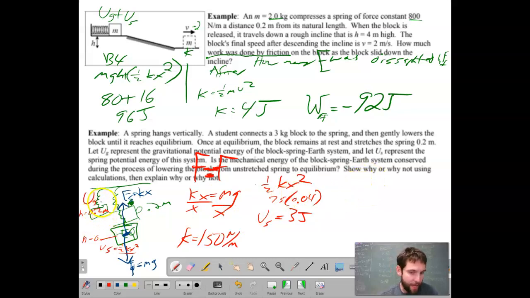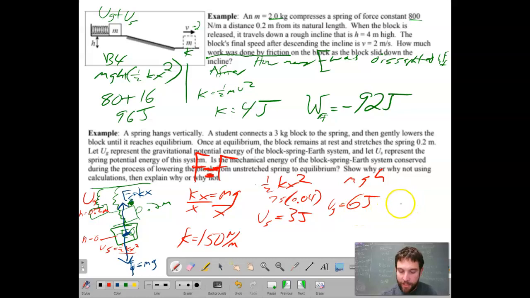Meanwhile, while it was up at the maximum height, we had gravitational potential energy, which is mgh. mgh, 3 times 10 times 0.2 is going to be 6 joules of energy. So at the very top, in the beginning, we had 6 joules of energy. If we brought the spring up, we would have 6 joules of energy. If we let it go to equilibrium, we would have 3 joules of energy.